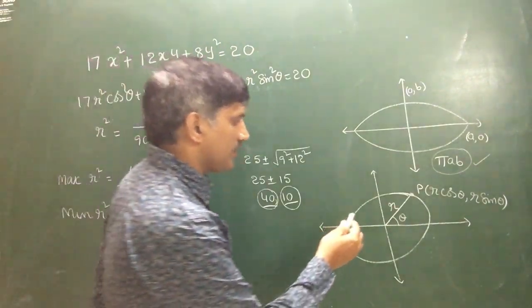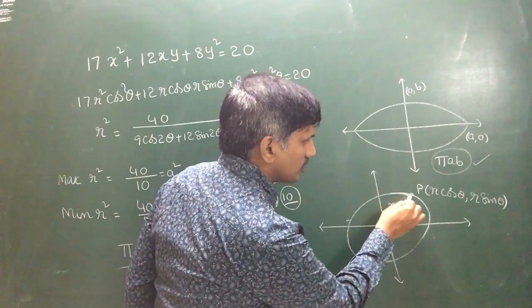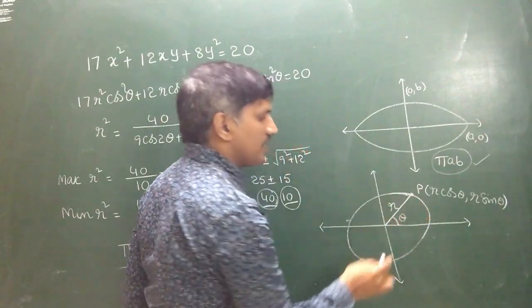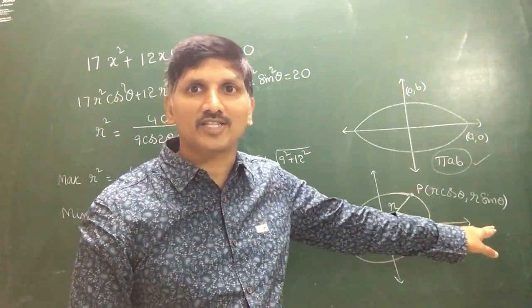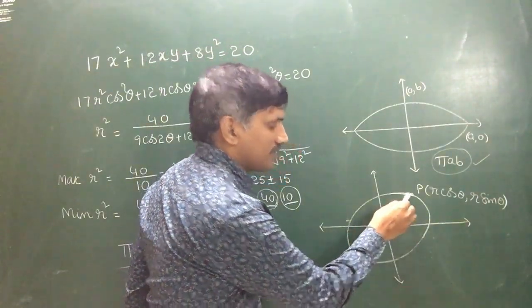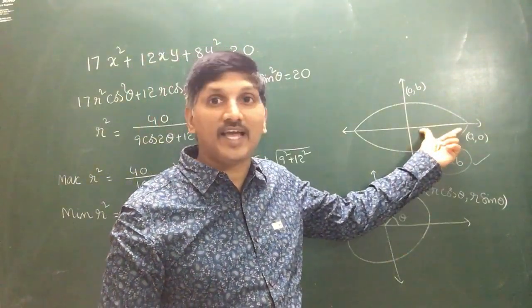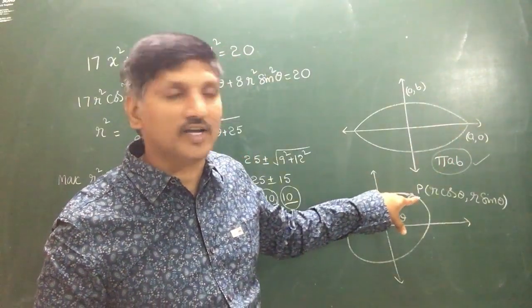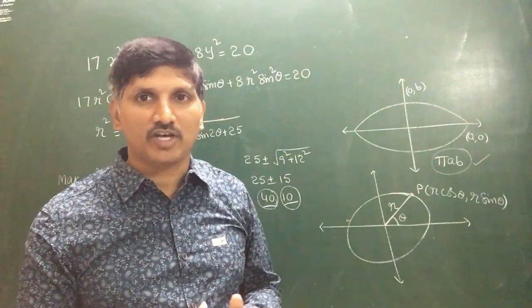So what we are doing is, from the center of the ellipse, this distance is r and this angle is theta. That means any point on the ellipse is of the form r cos theta, r sin theta. The maximum value of r is the length of the semi-major axis and the minimum value of r is the length of the semi-minor axis. That is the idea we are going to use.